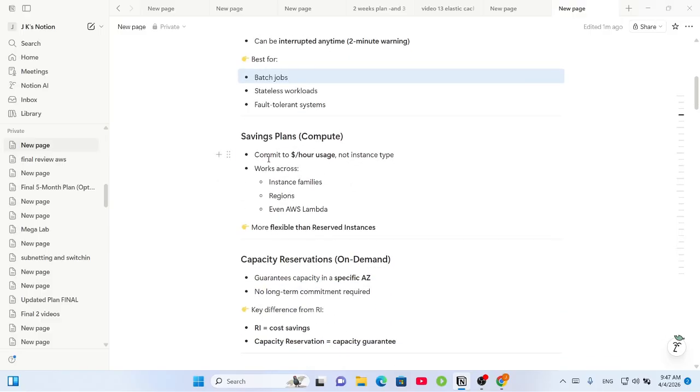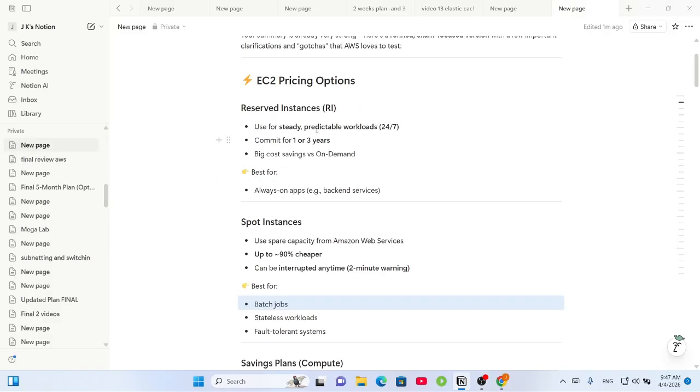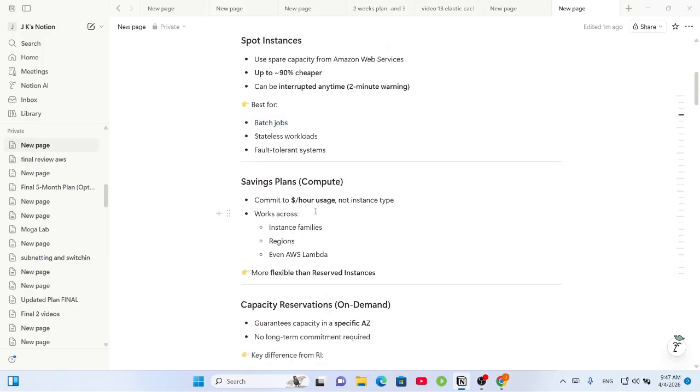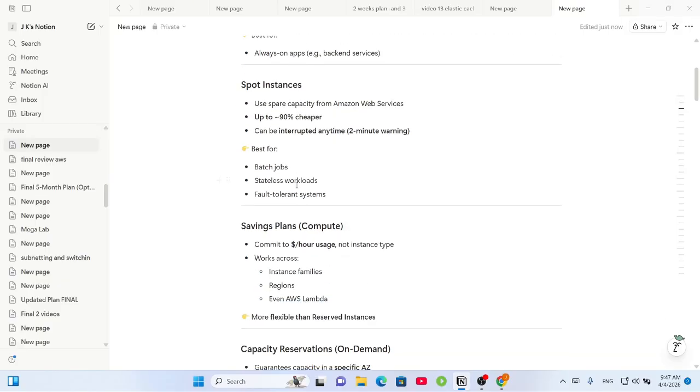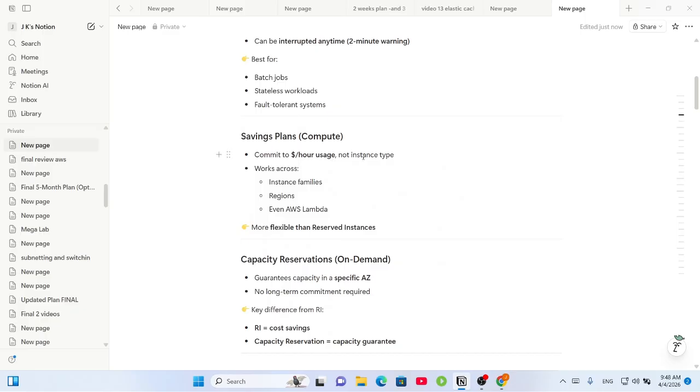Savings plan is basically like reserved instance, except it's more flexible. With reserved instances, you choose a specific region, a specific instance type, and a specific instance only, right? That's reserved instance. But with savings plan, I can commit to this many dollars per hour of usage. That's it, per hour.